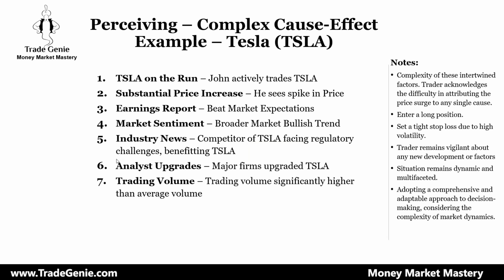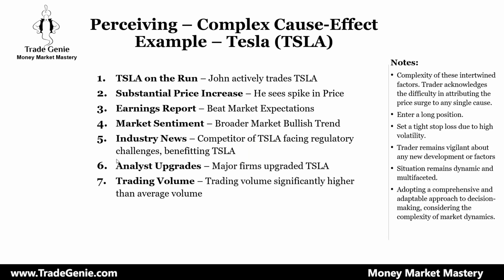Just assume there is a Tesla on the run. It's a John trader. He actively trades Tesla. He's in the market early in the morning. He sees Tesla spike up. He sees the price is spiking up. Then he comes to know that the earnings report came and Tesla beat the market expectation. So he has this news. Then he also sees the market is bullish.